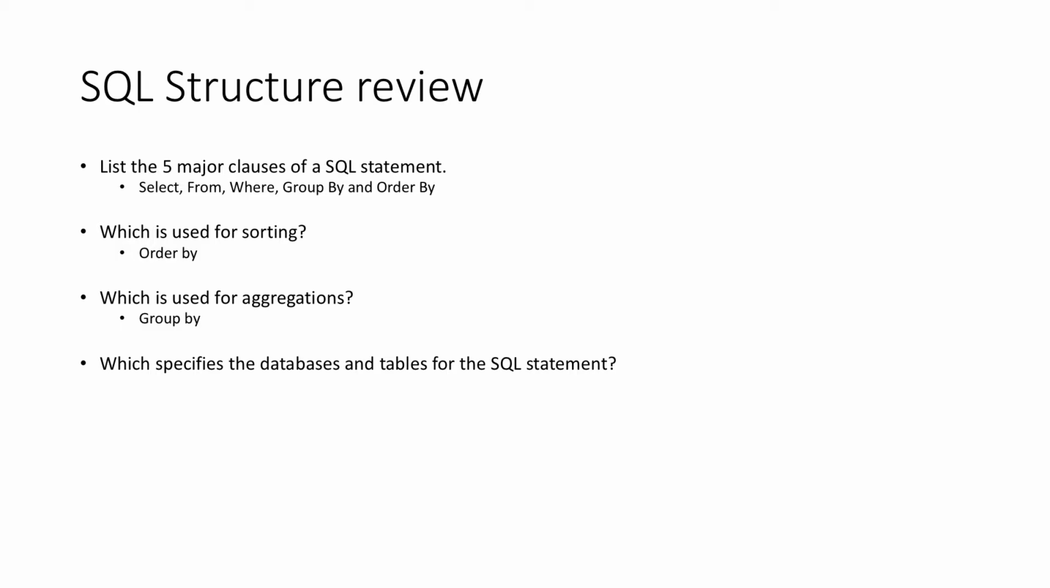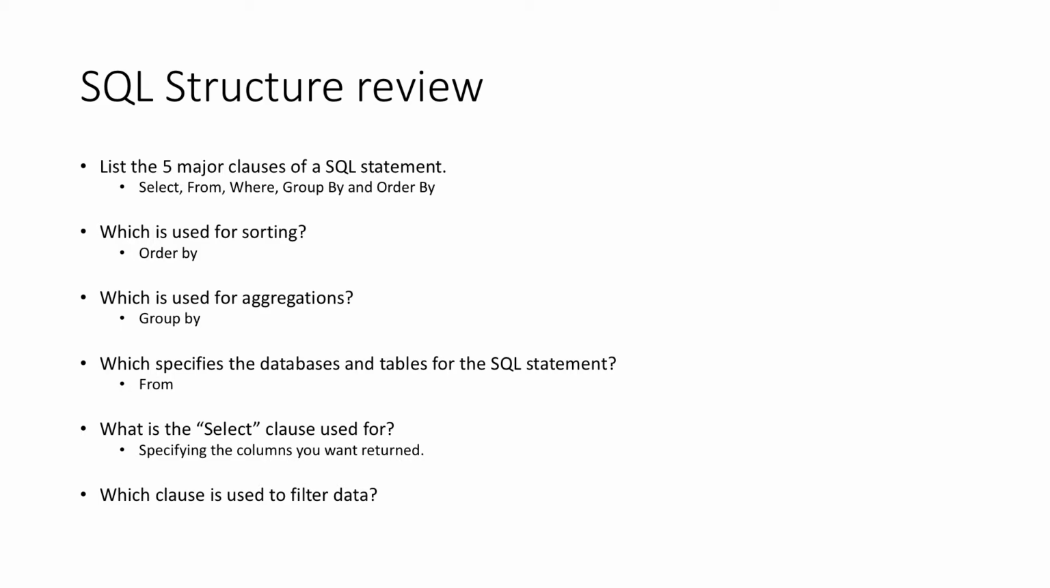So which one of those 5 major clauses of a SQL statement tells the program where to find the data? That is the from statement. And what is the select clause used for? That specifies what columns we want returned. And which clause is used to filter data? That is the where condition.